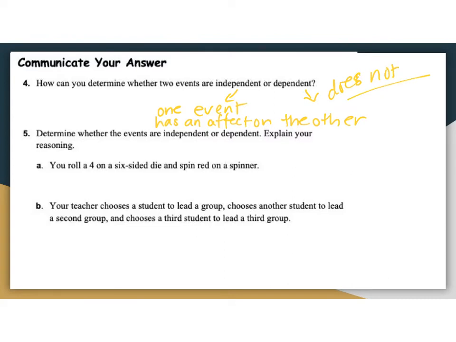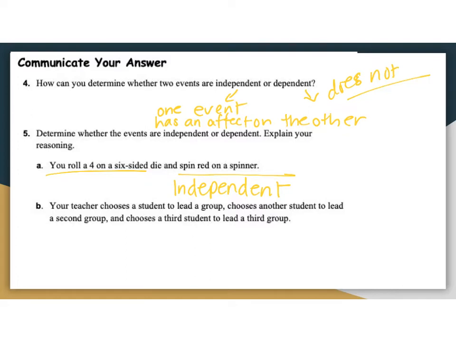Number 5, determine whether the events are independent or dependent. Explain your reasoning. You roll a 4 on a 6-sided die and spin red on a spinner. Well, think about it. If you roll a die and you spin a spinner, they have nothing to do with each other. Those are independent.